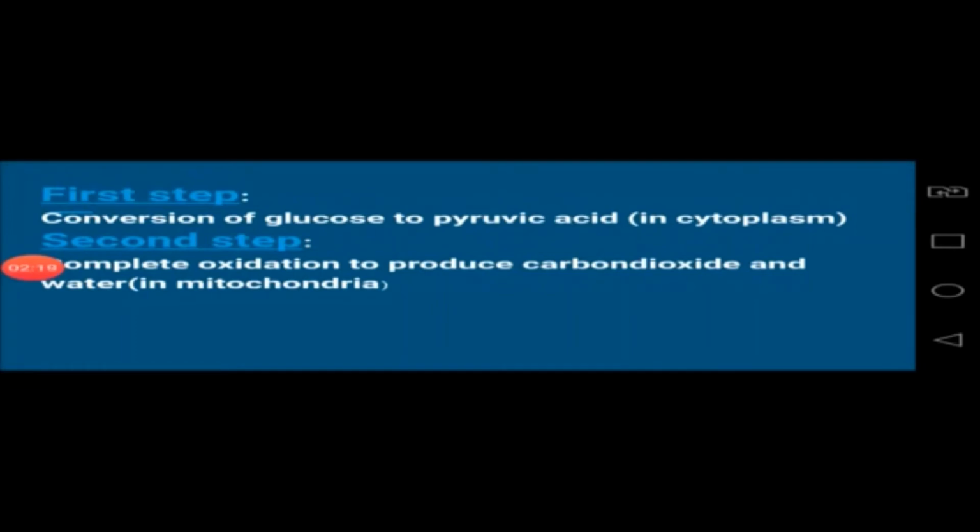So if we talk about the steps of aerobic respiration, then the first step is conversion of glucose to pyruvic acid, and this process does not require any oxygen. Secondly, the second step involves the complete oxidation of pyruvic acid to produce carbon dioxide and water. The first step takes place in cytoplasm, while the second step takes place in mitochondria.